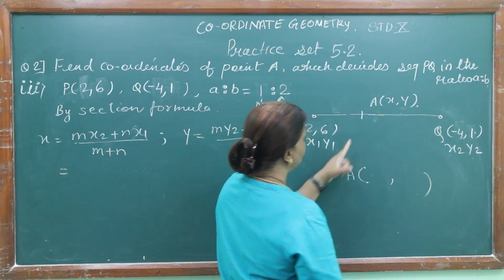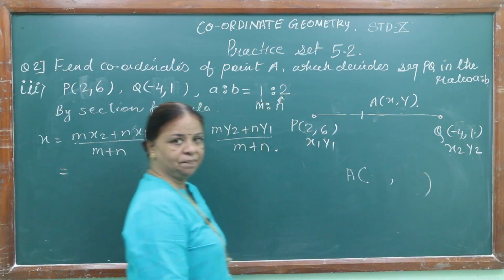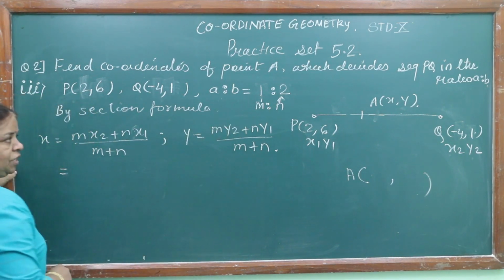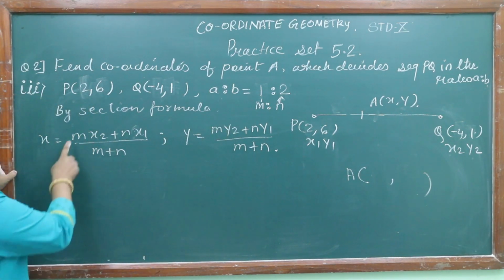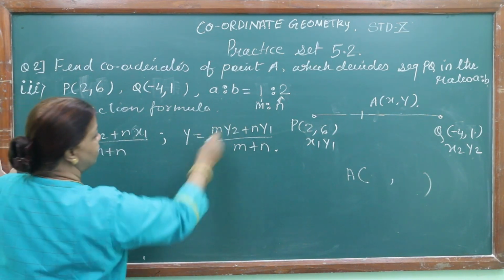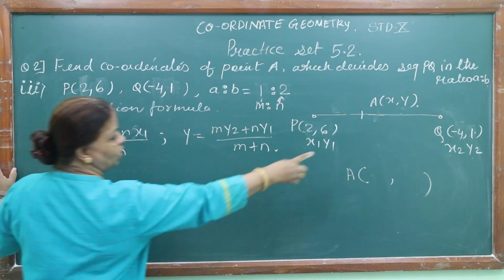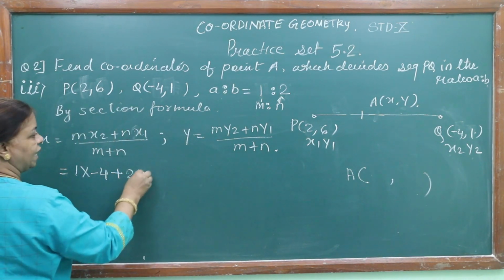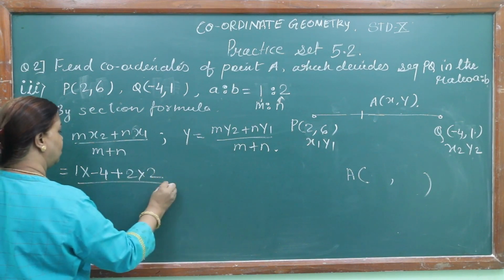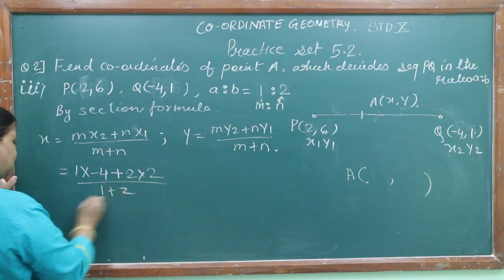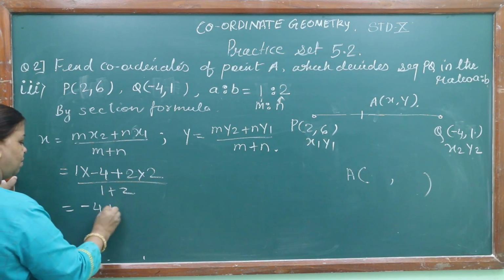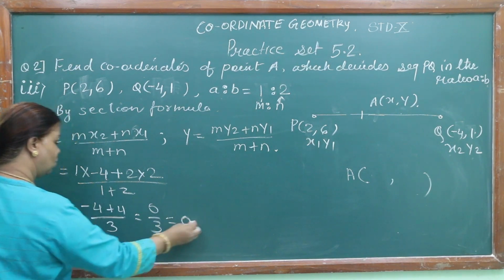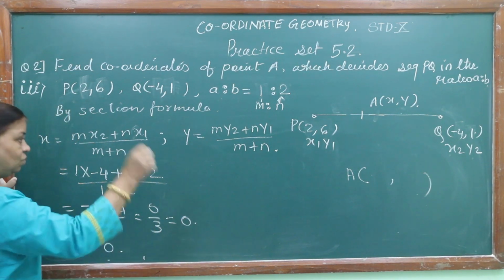And you need to find out again the coordinate of A. So by section formula, because it has divided the line segment in the ratio 1:2, m x2 plus n x1 upon m plus n. M is 1, x2 is 4, n is 2, x1 is minus 4, upon 1 plus 2, that is 0 upon 3, which is nothing but 0. So we got the x coordinate as 0.